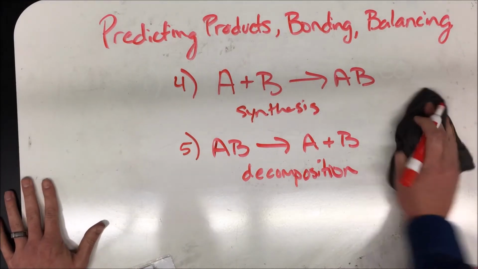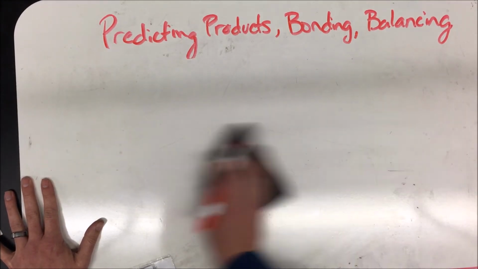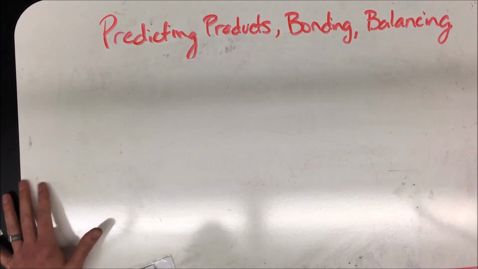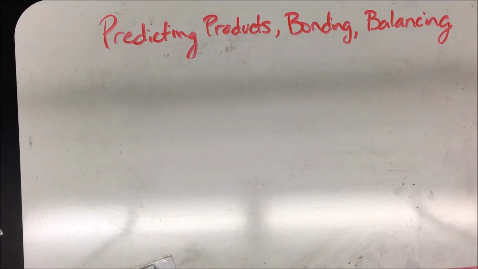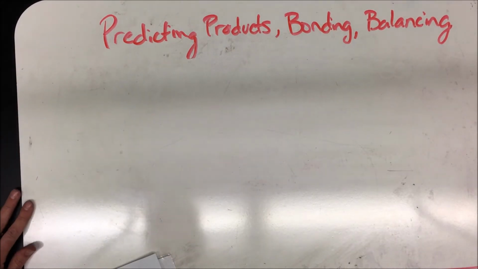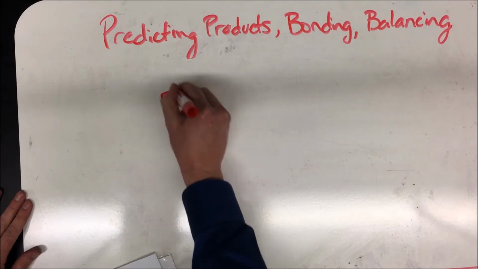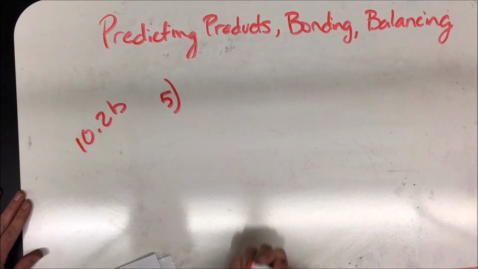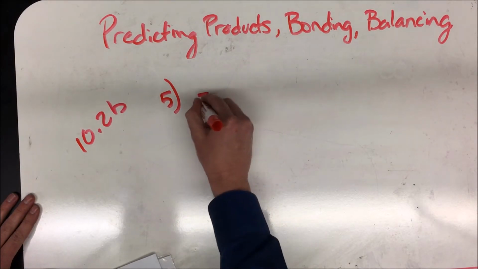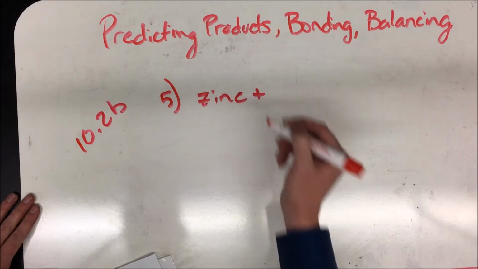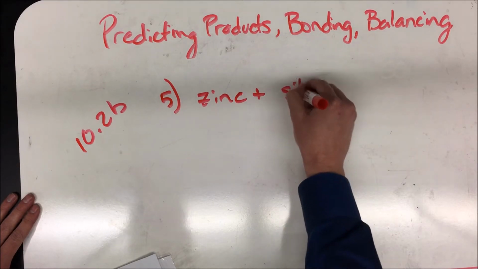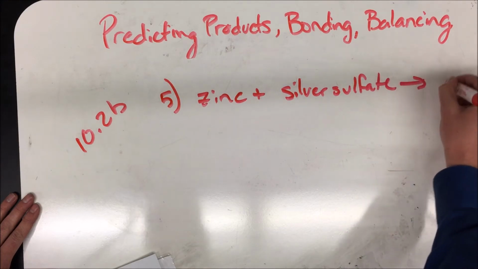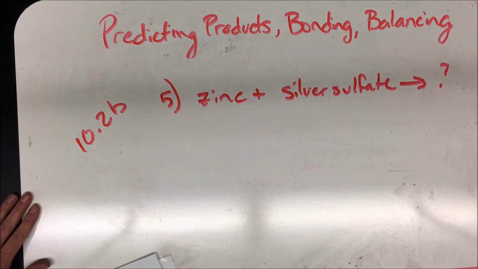Keeping those in the back of your head, we can start attacking how to predict products, because without knowing what type of chemical equation you have, you can't possibly predict the products. For example, I'll do number 5 on this worksheet. Again, this worksheet is 10.2b. And this says zinc plus silver sulfate yields, you predict it. All right?